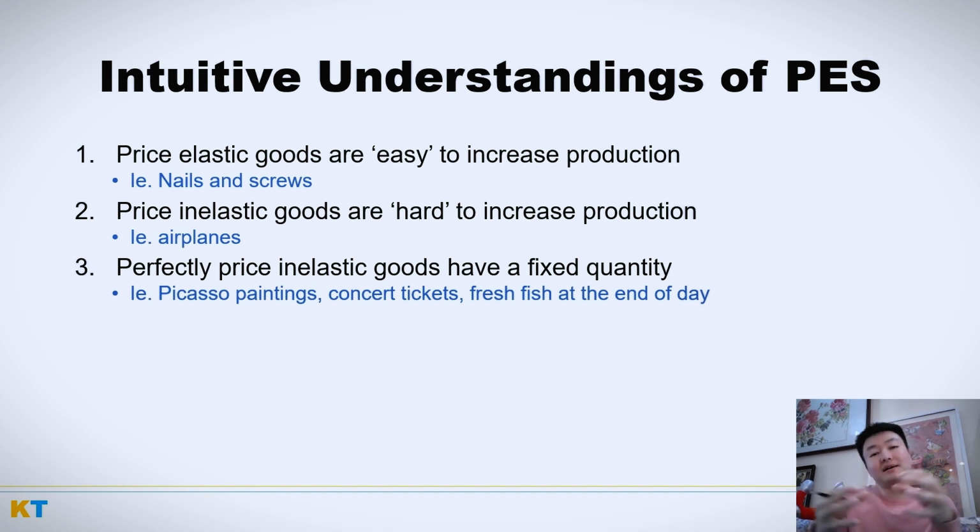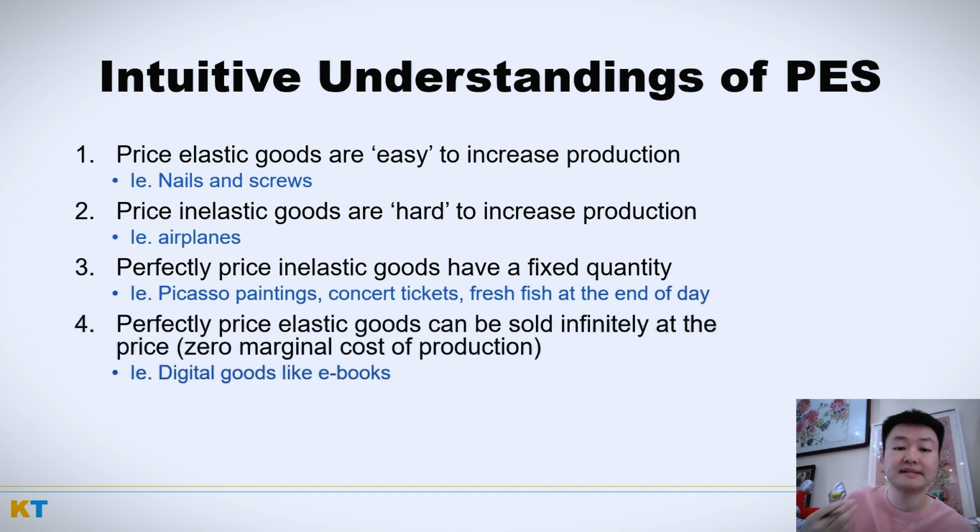Now, given a long enough time horizon, if there is demand for seats in that particular stadium or concert hall, technically we can add more seats to it, but we're not concerned with that right now, right? We're concerned with, in general, the short run. Now, the other example is fresh fish at the end of the day. I have to sell it or it's going bad.